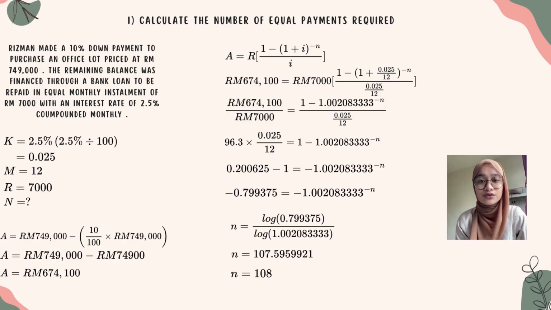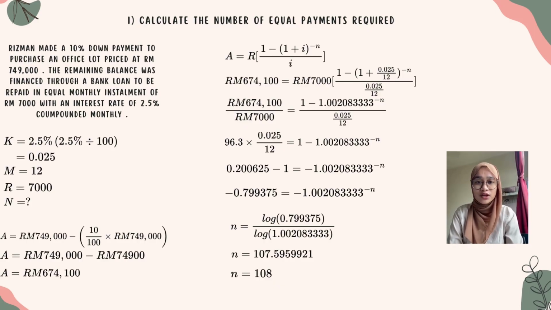Bring the 0.025 over 12 to the left, so it will turn to 96.3 times 0.025 over 12 equal to 1 minus 1.002083333 power negative of n. Next, we have to solve the 96.3 times 0.025 divided by 12, and we get 0.200625 minus 1 equal to negative 1.002083333 power negative of n.